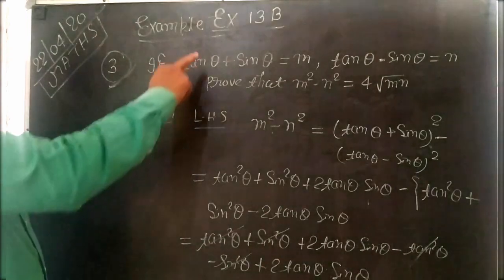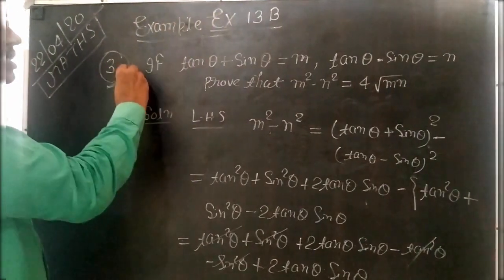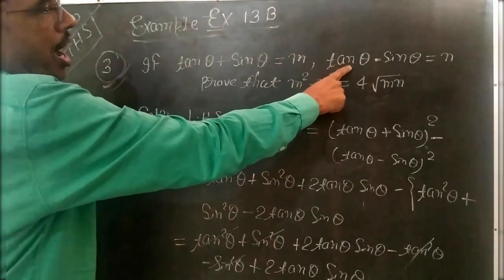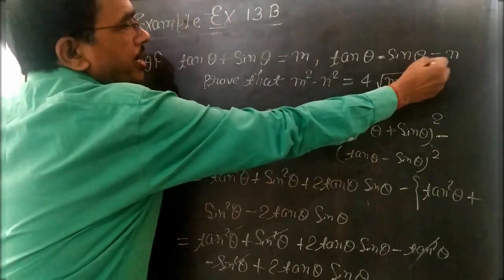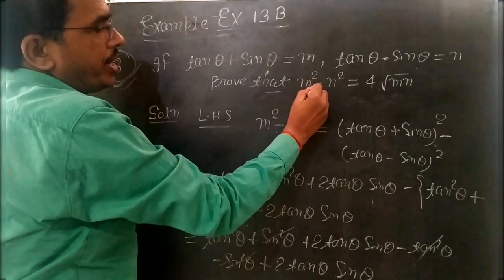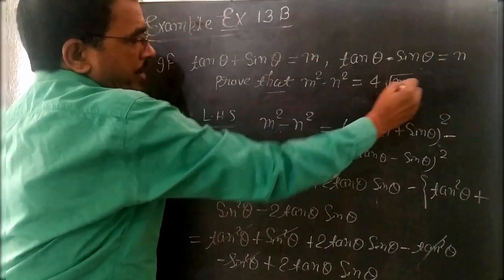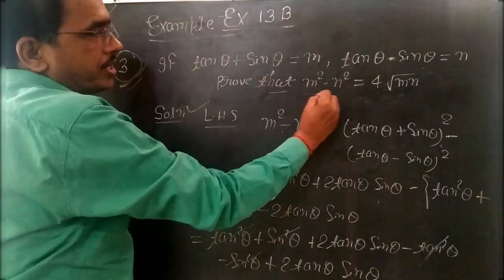Next, example 13b. The question is: if tan theta plus sin theta is equal to m and tan theta minus sin theta is equal to n, then prove that m square minus n square is equal to 4 under root mn. First write LHS.